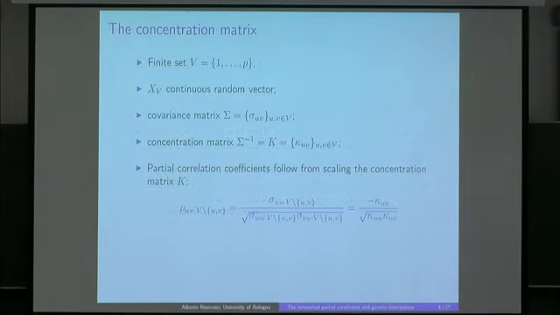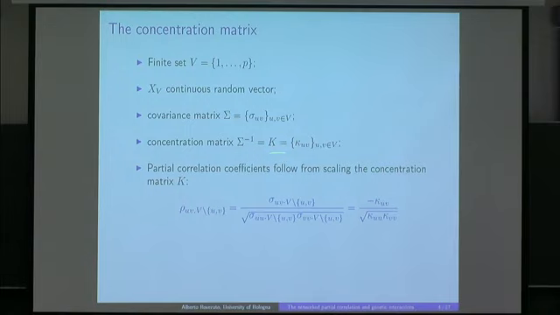Now, from my point of view, if I want to look at the co-expression of genes, I always think of a co-expression network based on partial correlations, essentially. So I consider p genes, from 1 to p, and X_V is the random vector of the expression of the genes. Sigma is the variance and covariance matrix. Its inverse is the concentration or precision matrix, denoted by K.